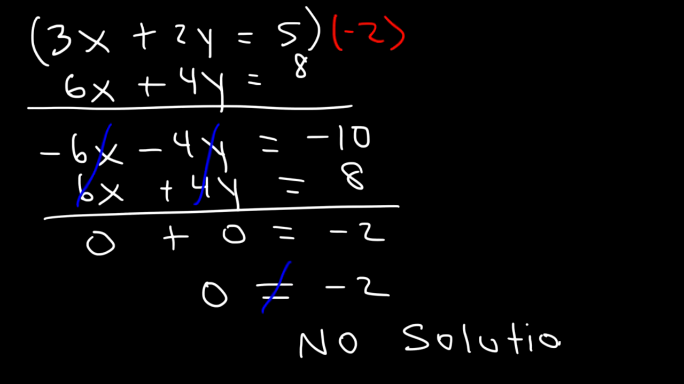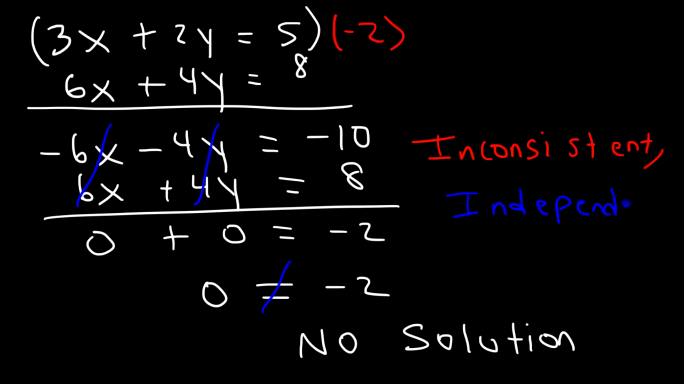And when there's no solution, it is inconsistent. It's inconsistent, but it's independent as well. And so that's it for this example.